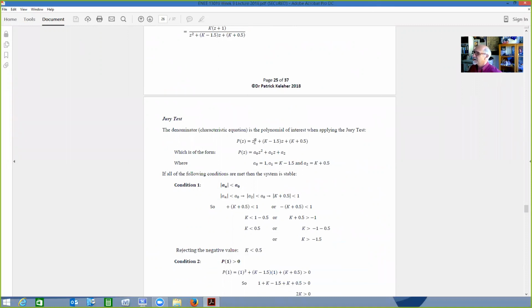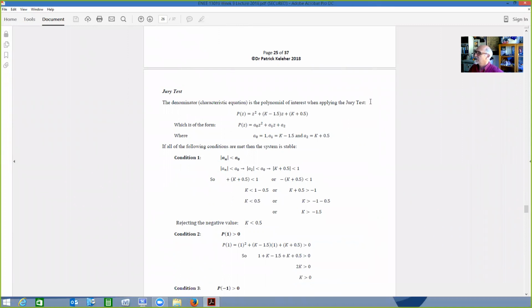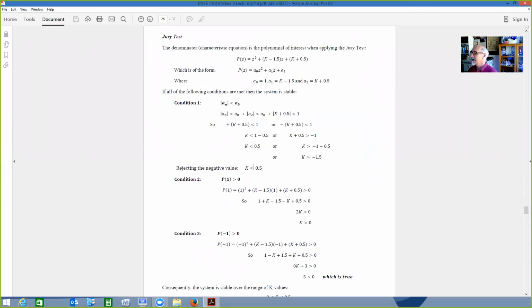That's of the form a0 z squared plus a1 z plus a2, where a0 equals 1, a1 equals k minus 1.5, and a2 equals k plus 0.5. Condition 1 is that the absolute value of our a2 coefficient is less than our a0 coefficient. We do our comparisons and reject that negative value, so k is less than 0.5. Condition 2 for the Jury test is that P(1), the polynomial at z equals 1, must be greater than 0. So plug your numbers in. Yes, it is greater than 0, that's fine.